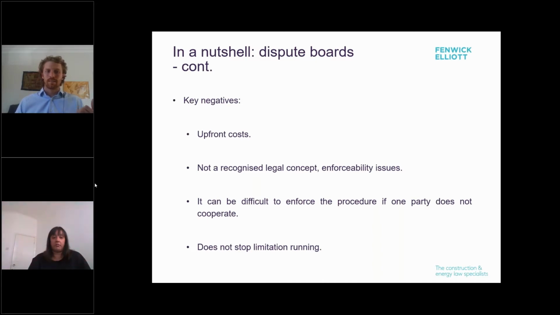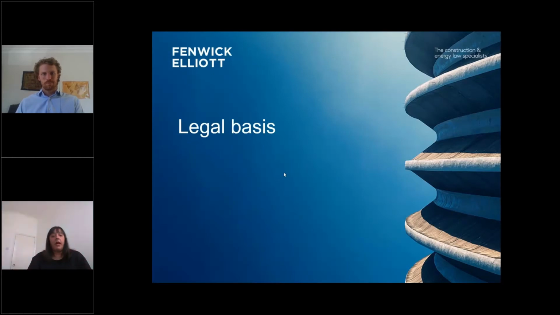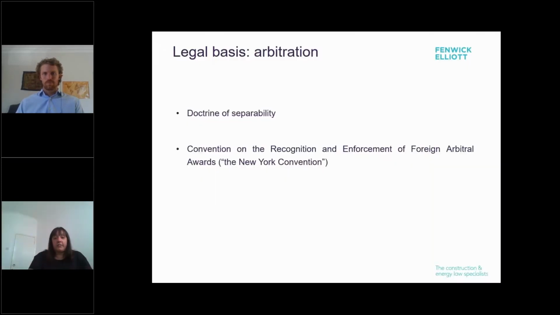So this takes us to the legal basis, and I'll hand to Sana. When looking at the legal basis of arbitration, I think it's useful to consider the two following points. Firstly, separability. Arbitration agreements are separate agreements to the contract, and the applicable law of the arbitration agreement is often different to the governing law of the contract.